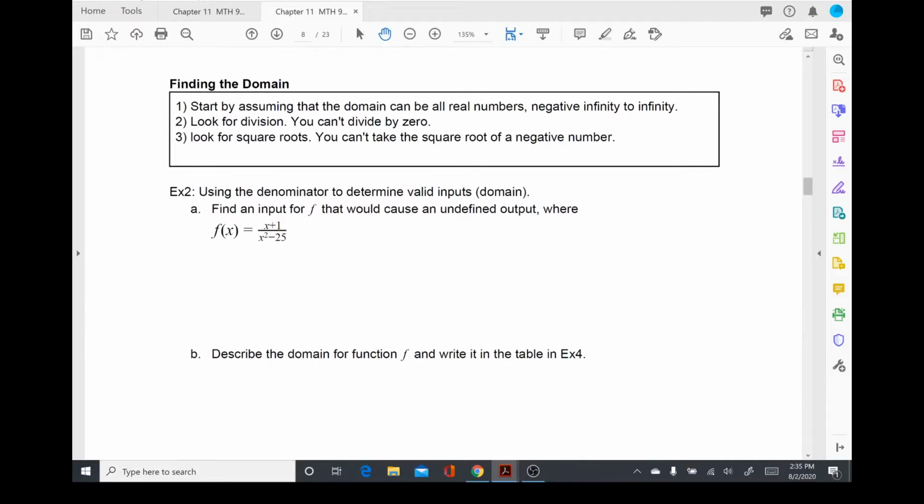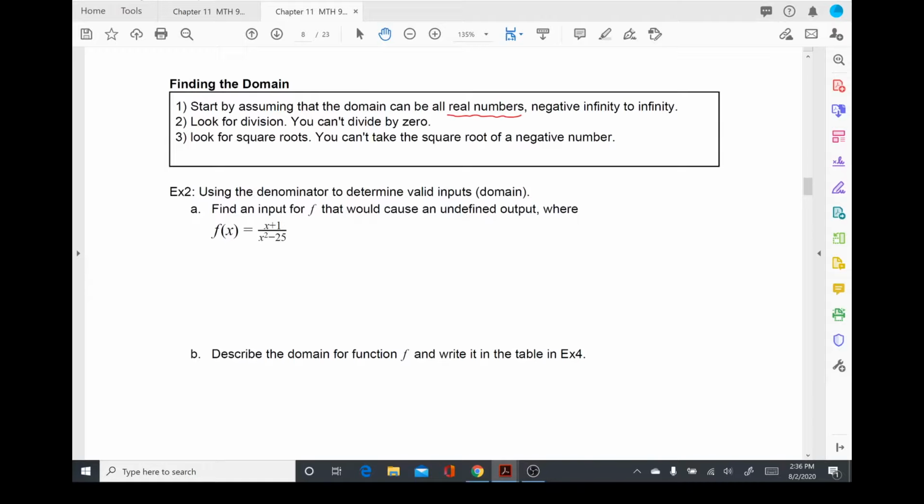Finding the domain. All right, when you're finding the domain, you're going to start by assuming that the domain can be really any number. The any number idea is the idea that it could be all real numbers. Real numbers are fractions, decimals, negatives, any number that you've been more used to working with, even some weird numbers like pi and e, they're all real. Imaginary numbers we probably won't get into for a while. They are not real. So you start with the idea that you can go from negative infinity to infinity.